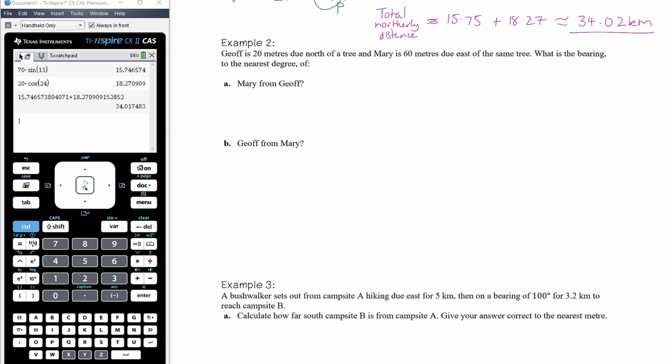Okay, so Jeff is 20 metres due north of a tree, Mary is 60 metres due east of the same tree. What is the bearing to the nearest degree of Mary from Jeff, of Jeff from Mary?